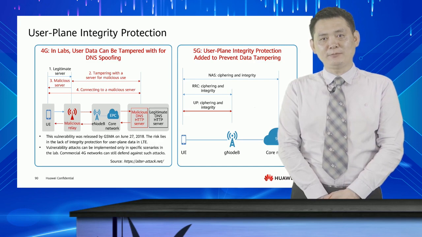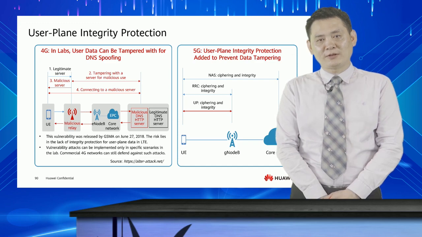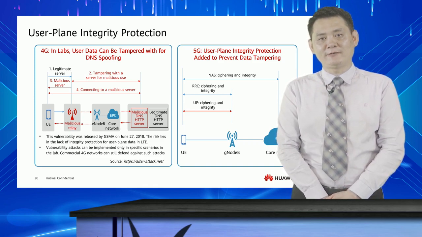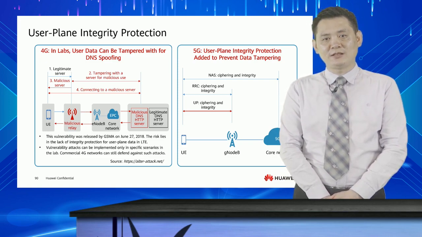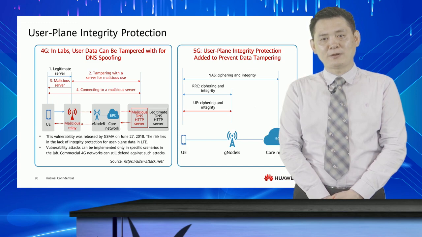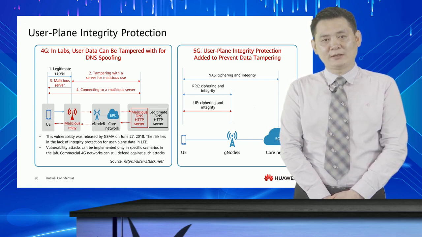Integrity protection has been performed on the control planes of 3G, 4G, and 5G networks. All signaling messages have been processed with integrity protection. If a signaling message is tampered with, it can be identified. However, integrity protection is not performed for user data on the user plane of 3G and 4G networks. In other words, if information transmitted on the user plane is tampered with, the information cannot be identified because integrity protection is unavailable. This security vulnerability has been fixed in 5G.